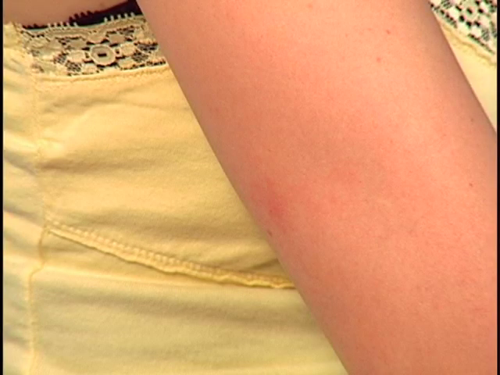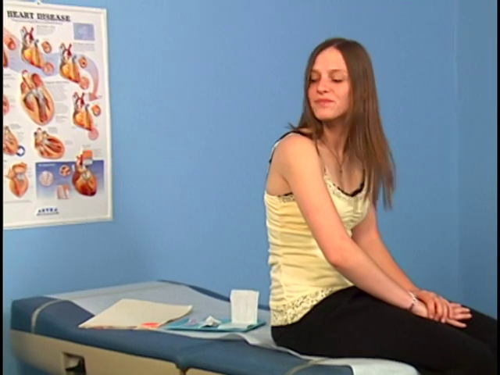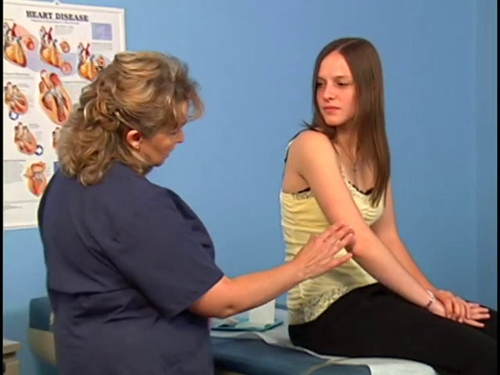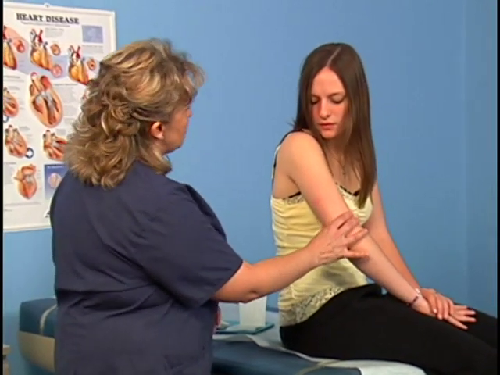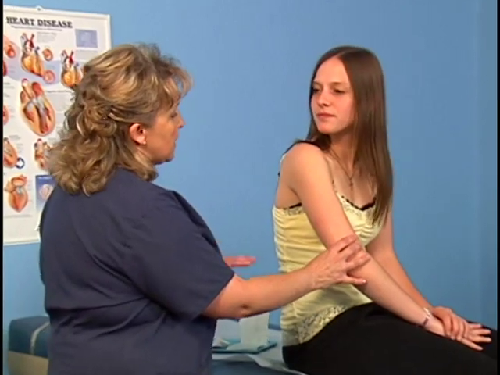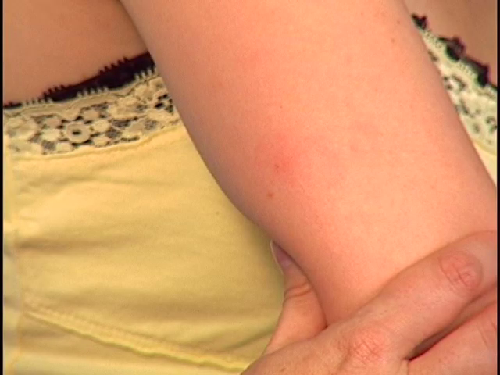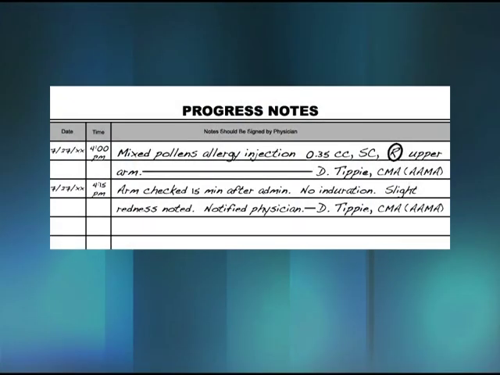Stay with the patient for several minutes to make sure she is not experiencing any unusual reactions. Tell the patient she must wait at the office for 15 minutes to make sure that an allergic reaction does not occur. Check the injection site after the waiting period and observe for induration and redness. If the patient experiences such a reaction, notify the physician immediately. Complete the procedure by charting your inspection of the injection site in the patient's record.